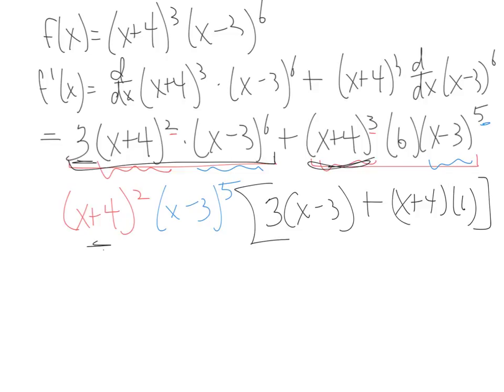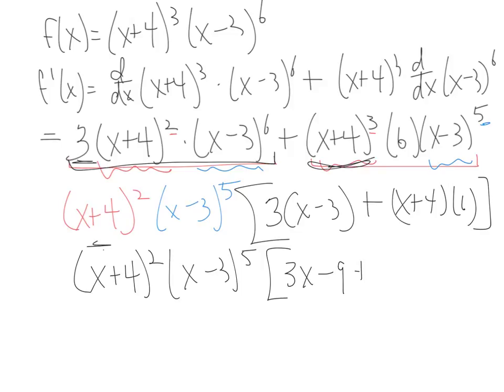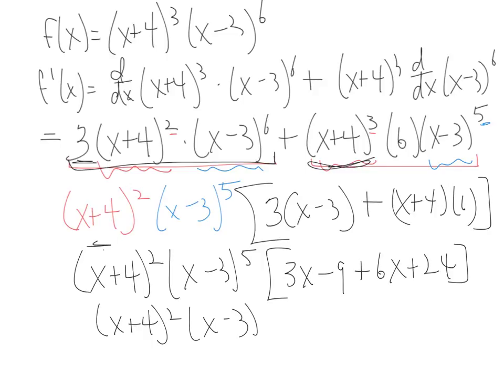And finally, to get the last answer, we're just going to rewrite it. So I have the x plus 4 squared up front times x minus 3 to the 5th. And in the big bracket, I have 3x minus 9 plus 6x plus 24. And again, x plus 4 squared is x minus 3 to the 5th, and x minus 3 to the 5th. In this bracket, 3x and 6x is 9x, minus 9 plus 24 is plus 15.